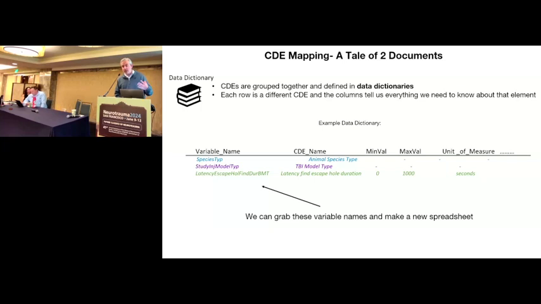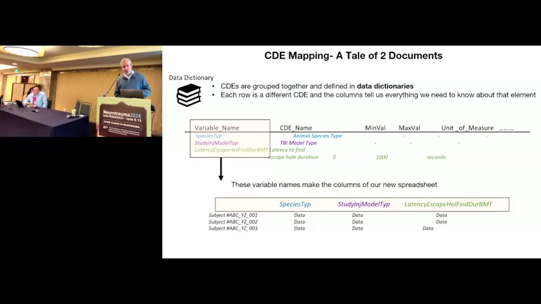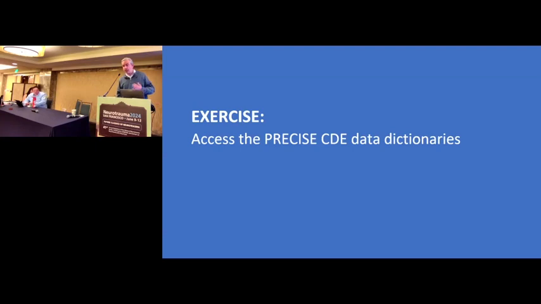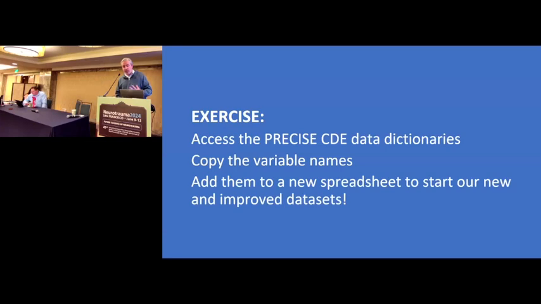And so what we can do is we grab these variables out of the data dictionaries, and then we can put them into a new spreadsheet. So we'll walk through this here in just a second. So these are some of the data domains. And what I'd like, our objectives for this exercise, is I want folks to be able to go onto the PRECISE website and access a data dictionary. I'll show you how to do that here in just a second. We'll pull down a data dictionary. We're going to copy the variable names that we're interested in, and then we're going to put them into a new spreadsheet that will allow us to reformat this into a way that's going to be useful for others.